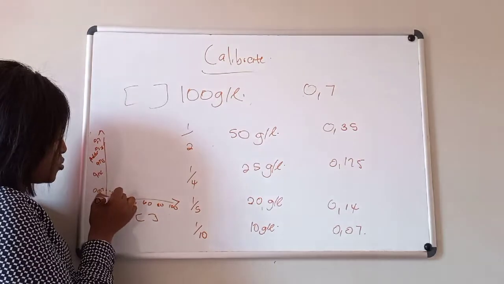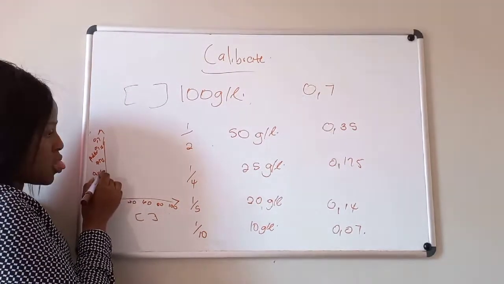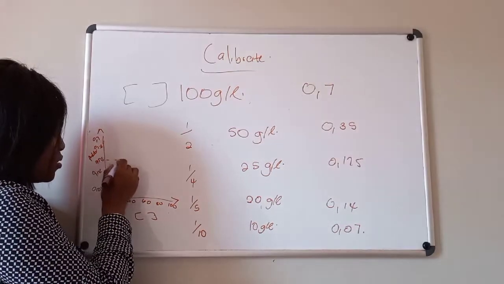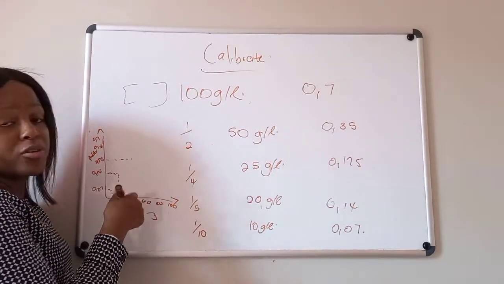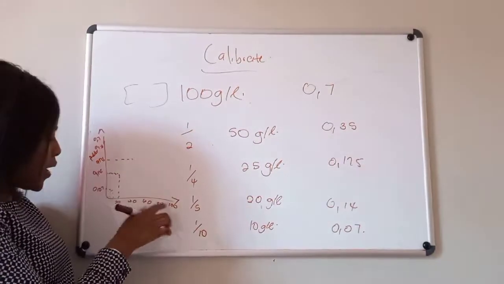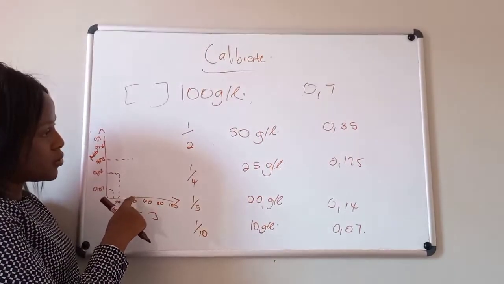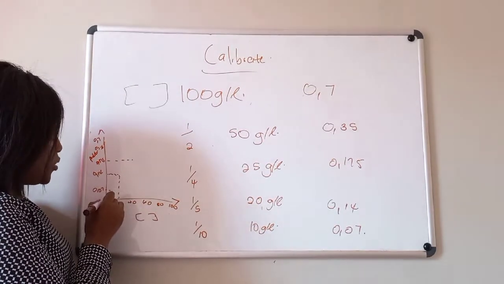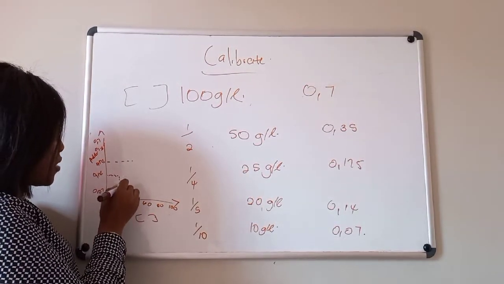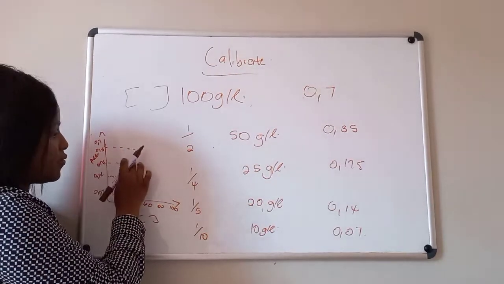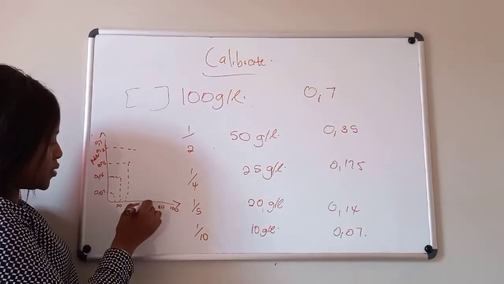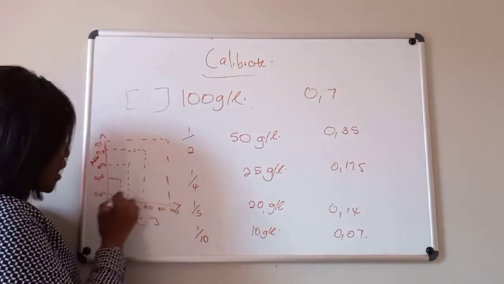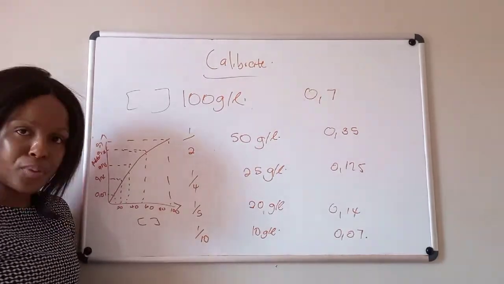It's not going to be straight here because you would definitely use graph paper. Instead it's 10, 20, then 25. Then after 25 it's going to be 50, should be here. And then 100. Then you just join the points.